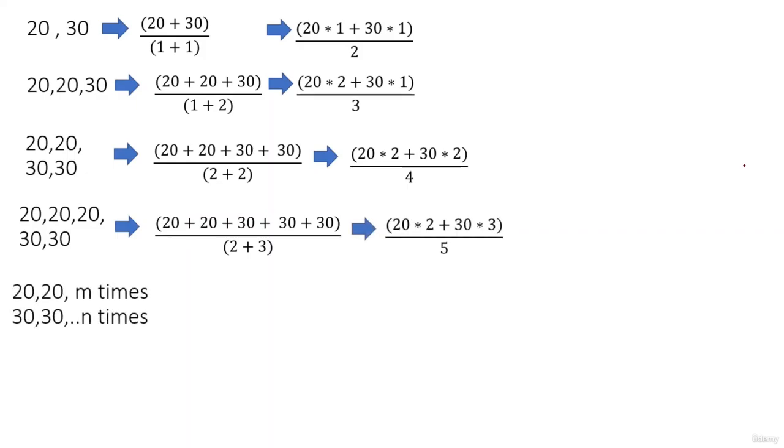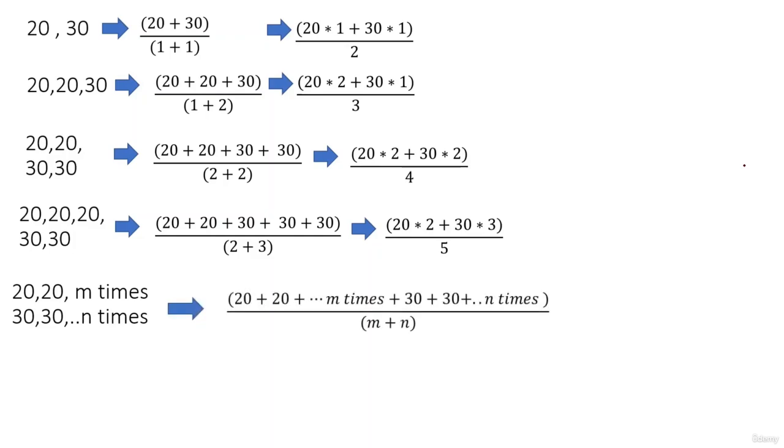Okay. So suppose there are m people with 20, and n people with 30. In that case, how do you calculate the average? The average will be 20 m times plus 30 n times, divided by the total number of people, m plus n. So 20 into m plus 30 into n, divided by m plus n.